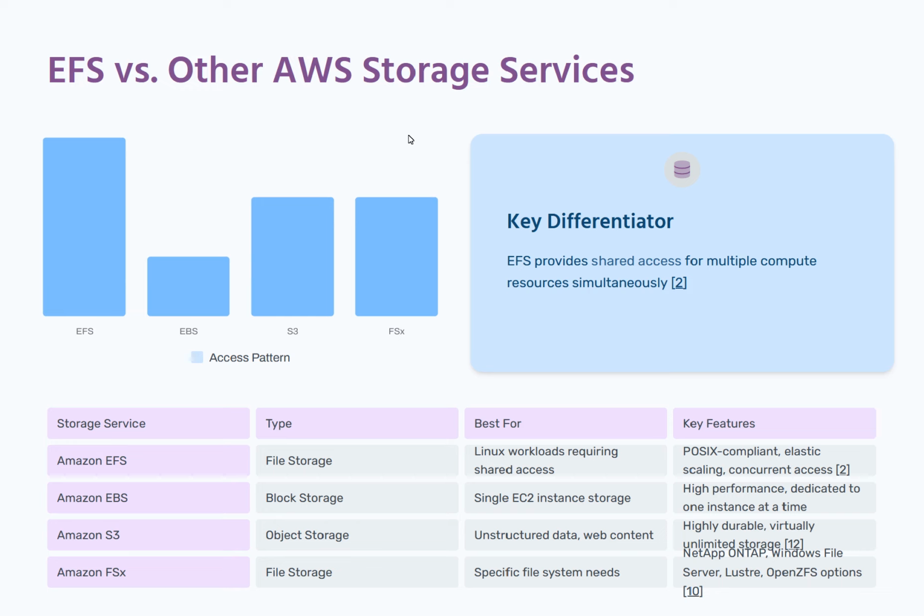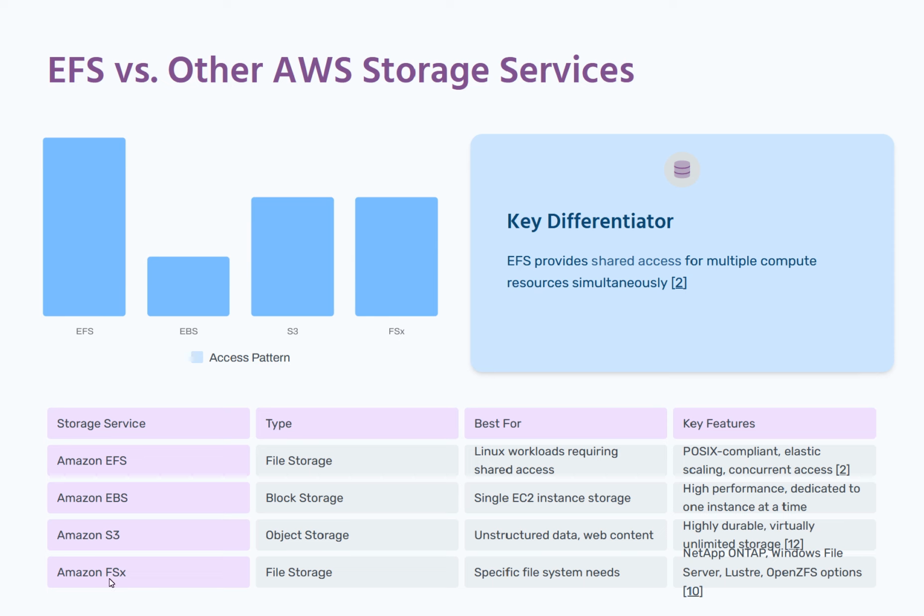All right. So what is EFS versus other AWS storage services? Comparing, that's what we always do. EFS, EBS, S3, FSx, right? So you could see access patterns. S3 can be accessed in two different ways, but this one has three access platforms.